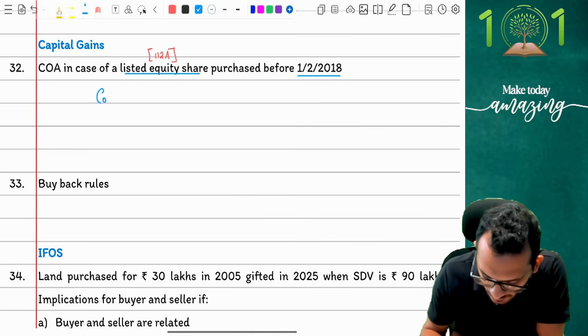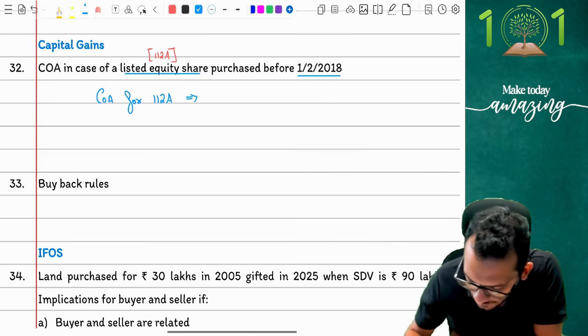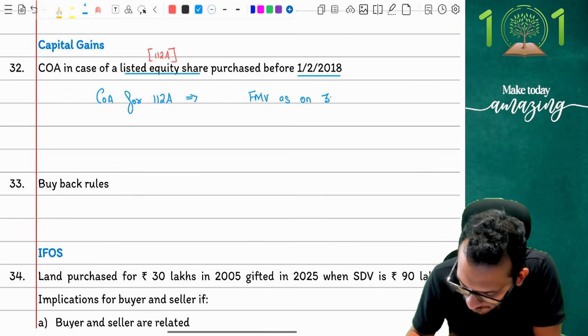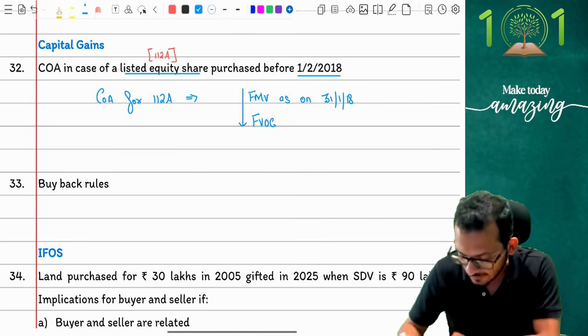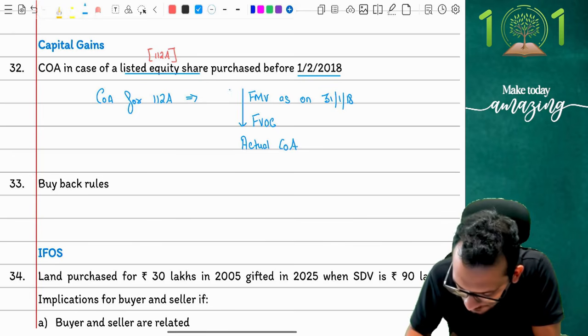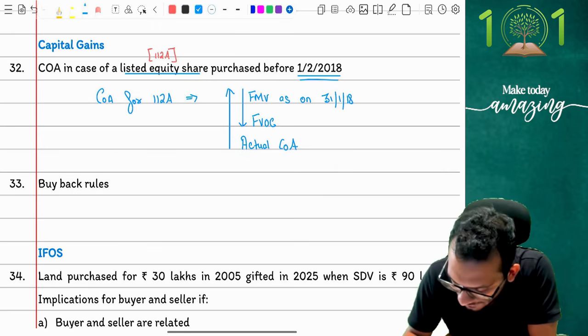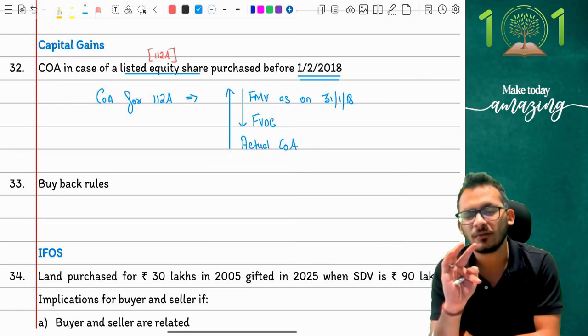Income tax says when you have bought an asset before 2018, the cost of acquisition for the purpose of section 112A is going to be the FMV as on 31st January 2018 versus the actual full value of consideration, whichever is lower. This is going to be compared with the actual cost of acquisition, whichever is higher, and this is how you compute the cost of acquisition when an asset is purchased before 2018. If you're purchasing an asset before 2018, this is the formula which you have to follow. Please make sure to follow the formula properly.